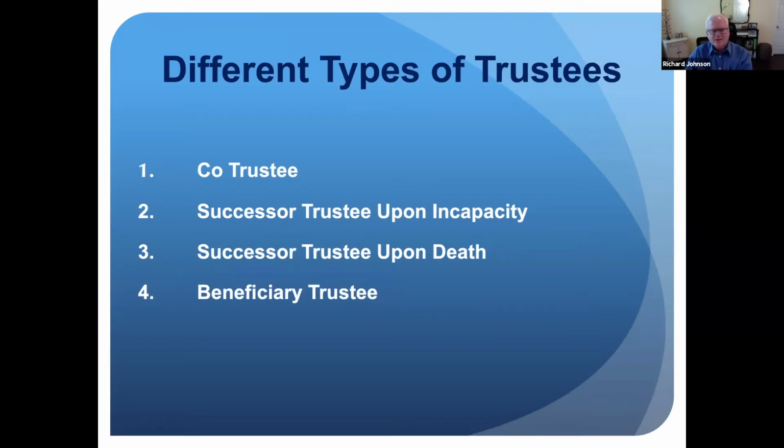When property passes to a beneficiary of trust, we have a beneficiary trustee. Many times the beneficiary themselves, usually the children, can be their own trustee if they're capable of managing their affairs. Of course, if they're minor children, they would have to have somebody else to be the trustee until they're of age where they can manage the assets themselves.